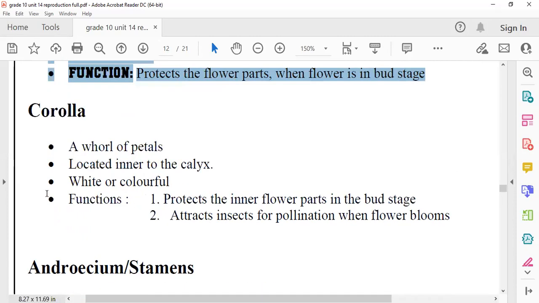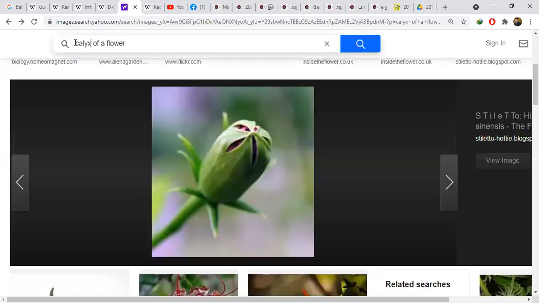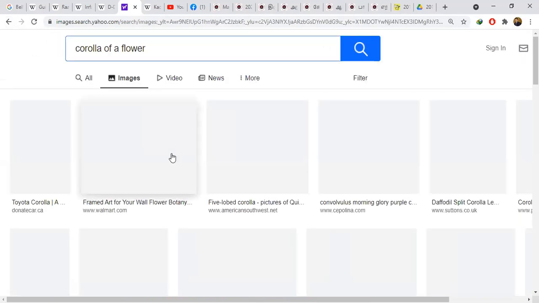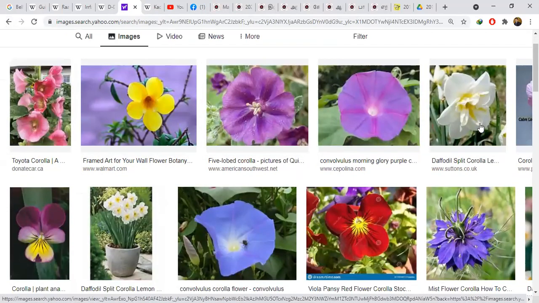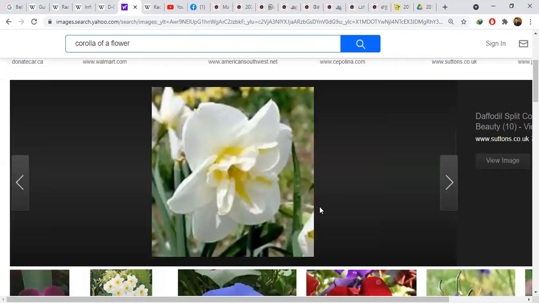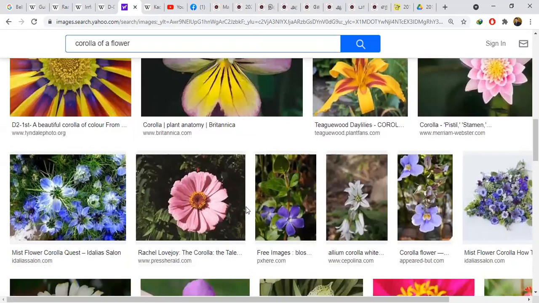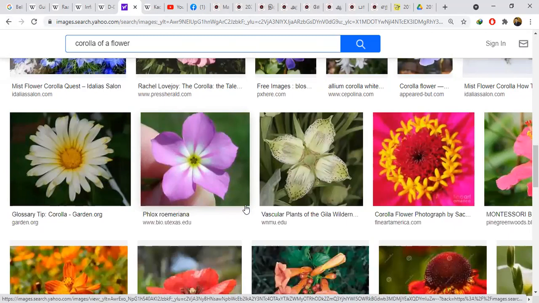This is corolla of a flower. Corolla is the colorful part you see in a flower. In some plants it will be white color also. Its colorfulness is very useful in attracting insects for pollination. Colorful flowers will be there.